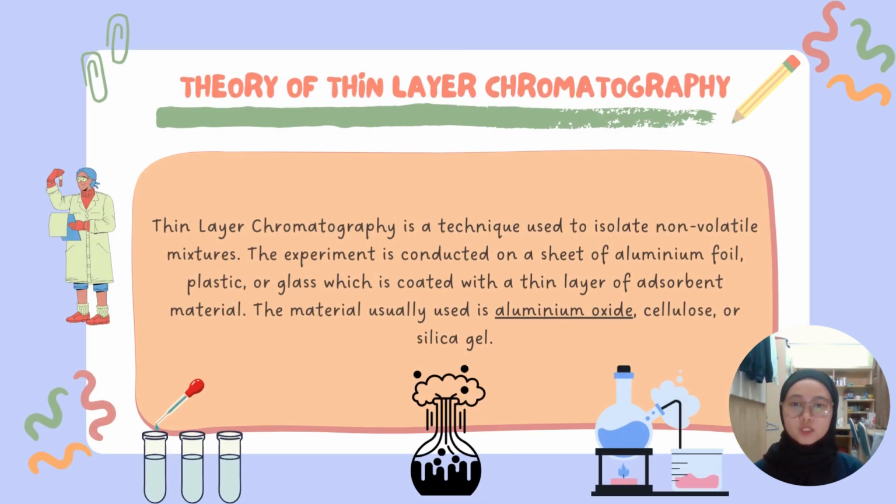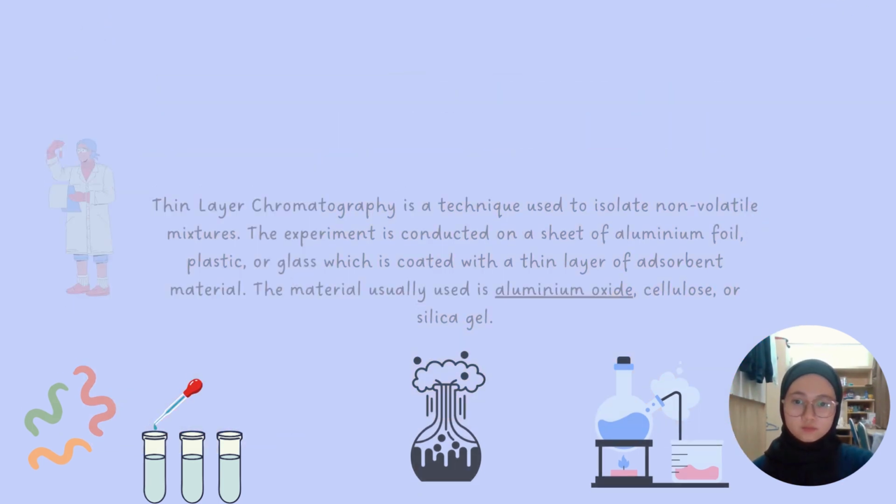So the theory of thin layer chromatography is that thin layer chromatography is a technique used to isolate non-volatile mixtures. The experiment is conducted on a sheet of aluminum foil, plastic, or glass which is coated with a thin layer of adsorbent material. The material usually used is aluminum oxide, cellulose, or silica.